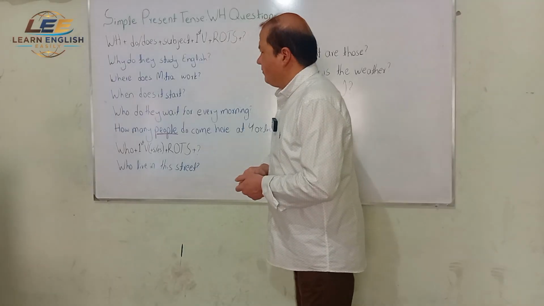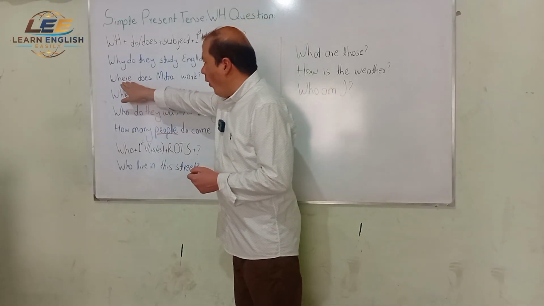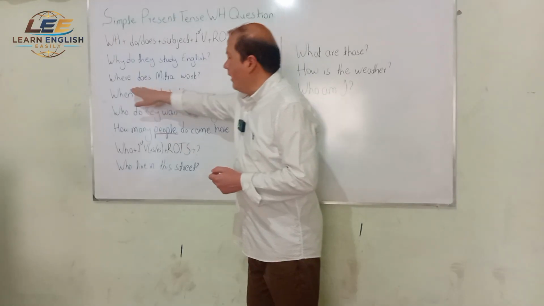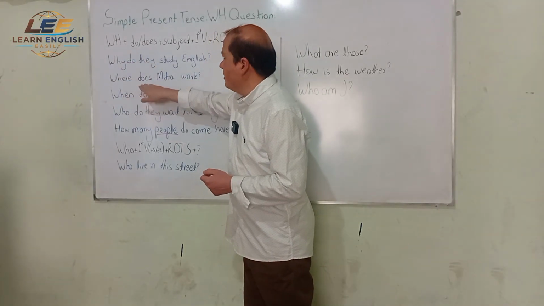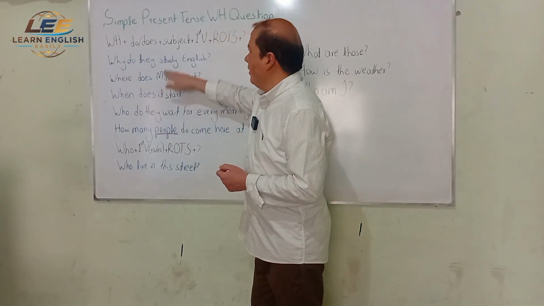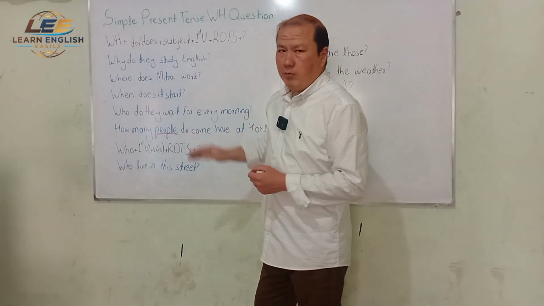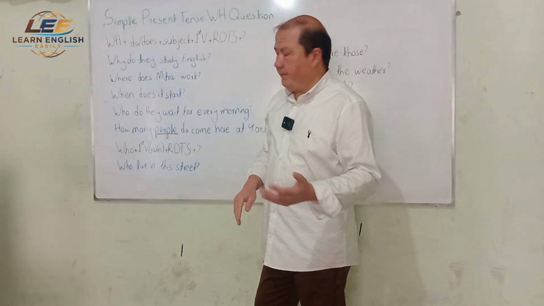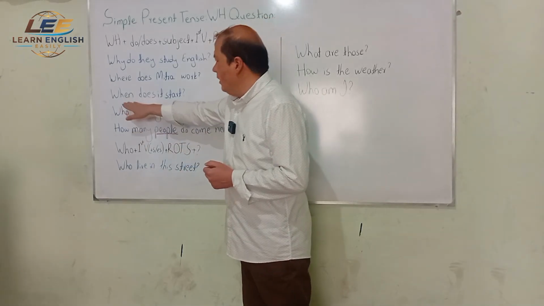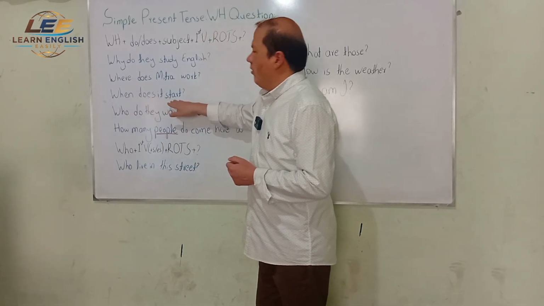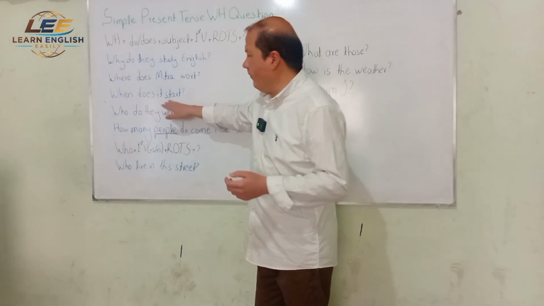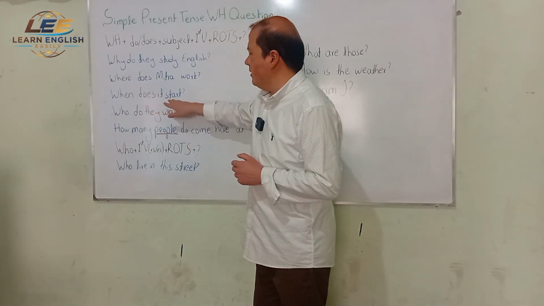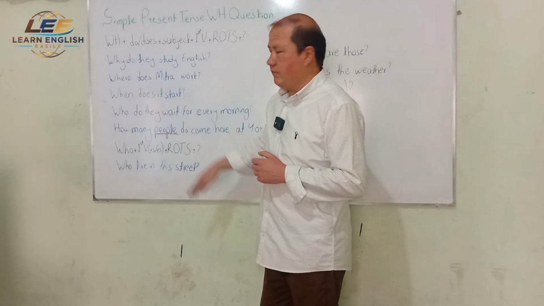Next one. Where does Mitra work? Again, where is our WH. Does is the helping verb. Mitra is our subject and work is the first form of the verb. Where does Mitra work? Next one. When does it start? When is the WH, does the helping verb, it the subject, start the verb, first form of the verb.